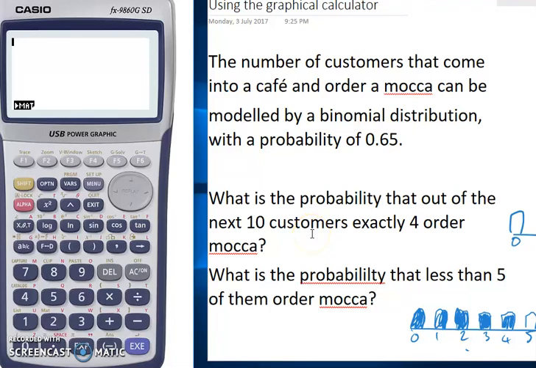In this quick tutorial, we're going to look at using our graphical calculator to help us calculate probability distributions. If we look at this quick scenario, the number of customers that come into a cafe and order a mocha can be modeled by a binomial distribution, with probability 0.65. The question is, what is the probability that out of the next 10 customers, exactly 4 order a mocha?